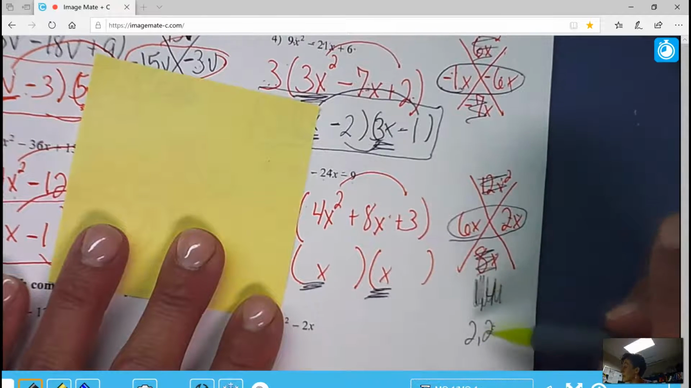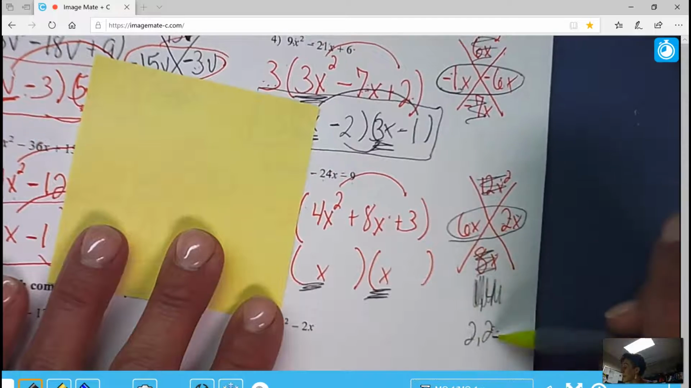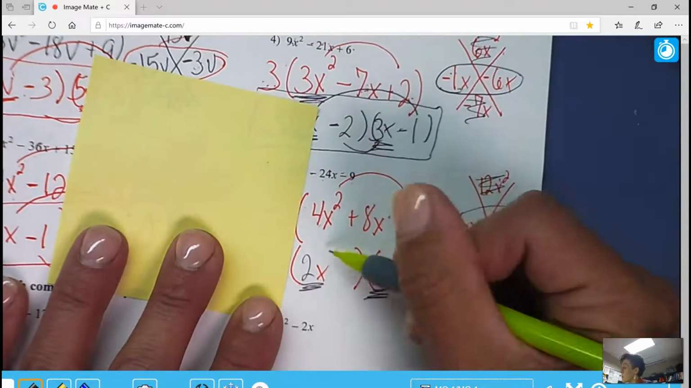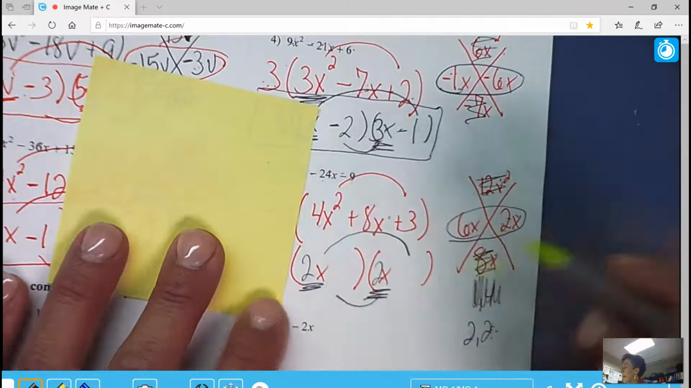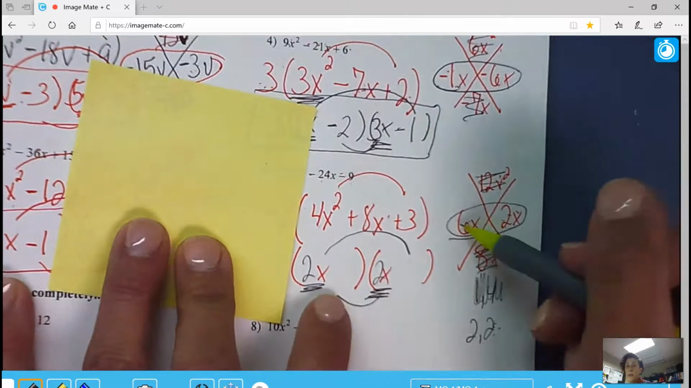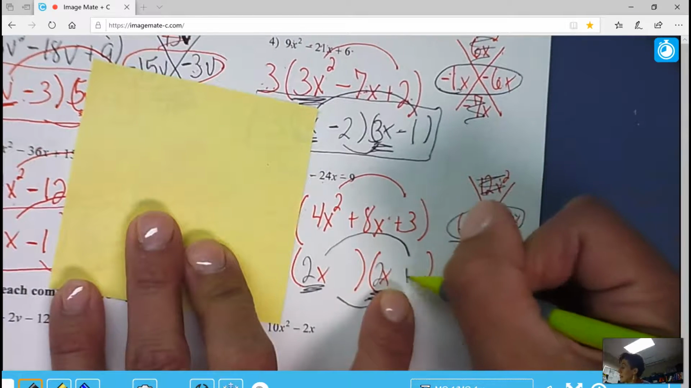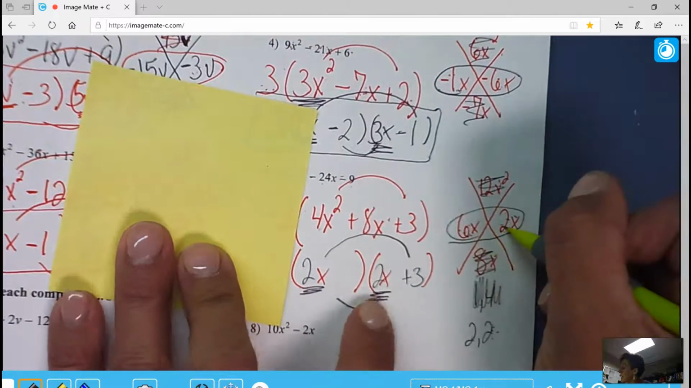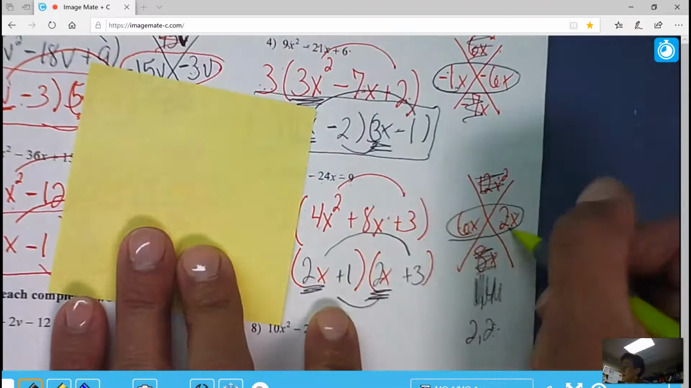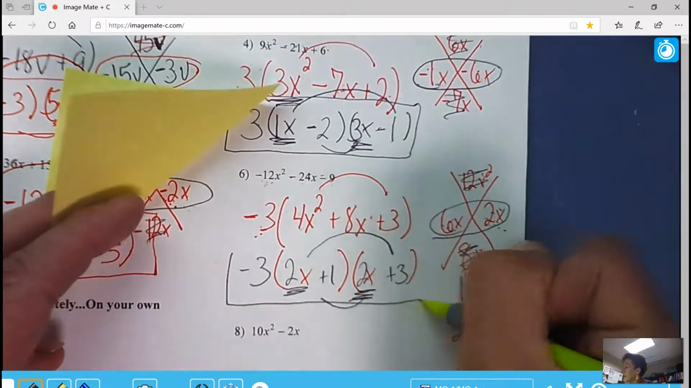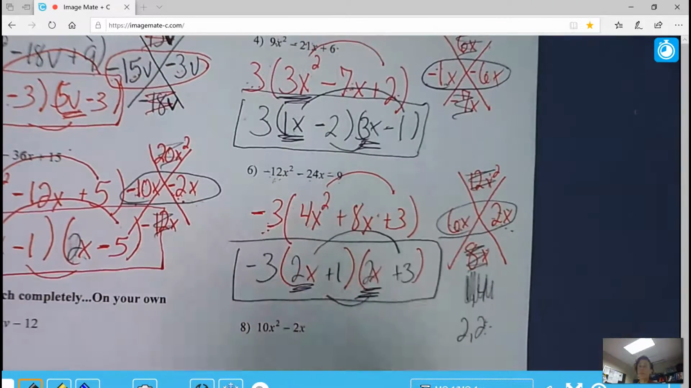So again, we're going to use 2 and 2, because 2 can make 6 and 2 can make 1. So the 2 and the 2 make the 4x squared. Here goes the base. And since these are both 2, I'll have this 2 make 6. So 2 times a positive 3 makes 6. And 2 times a positive 1 makes 2. Drop that GCF back down. And now you have factored completely.